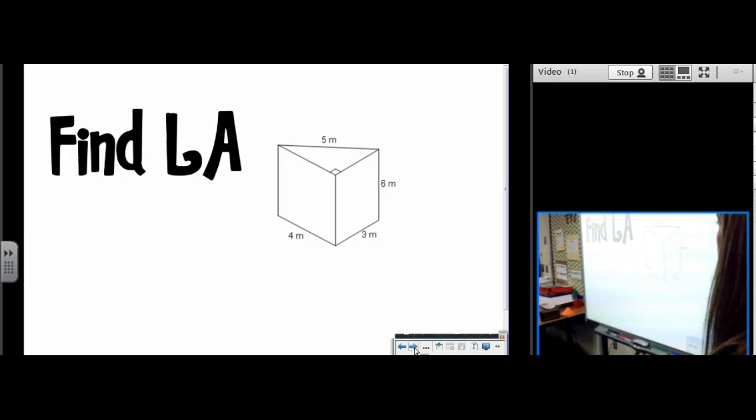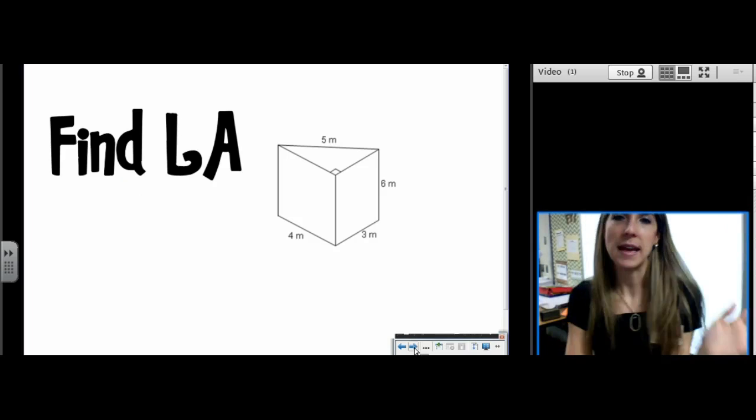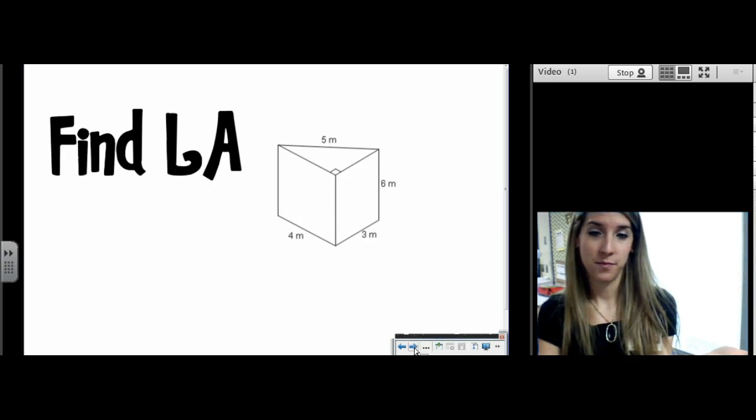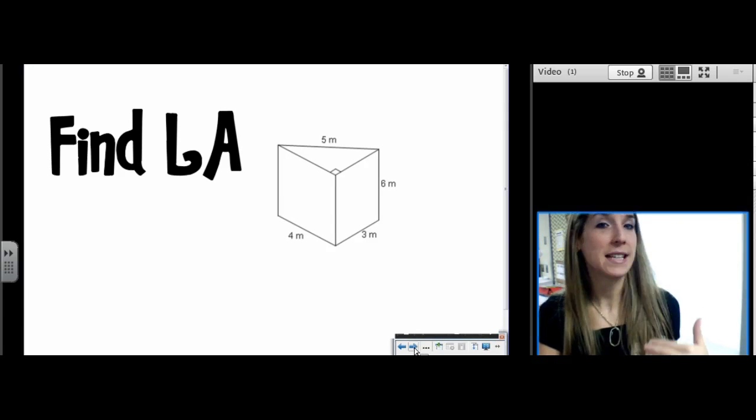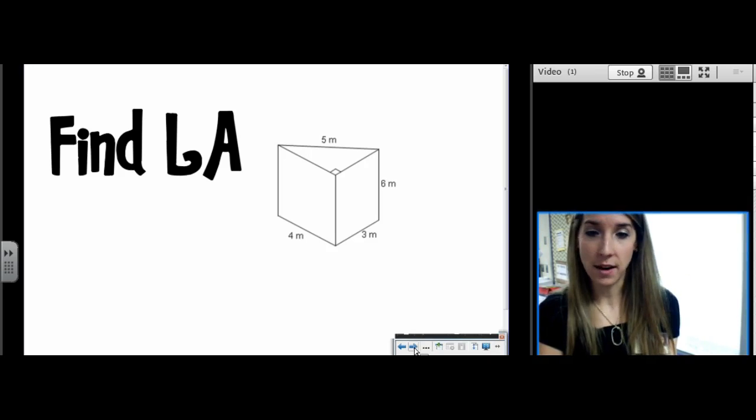Find the lateral surface area. So let's just go over the basics. What is this shape called? It is a triangular prism. It's a triangular prism because the base is a triangle. In a prism, the base is whatever there's 2 of.